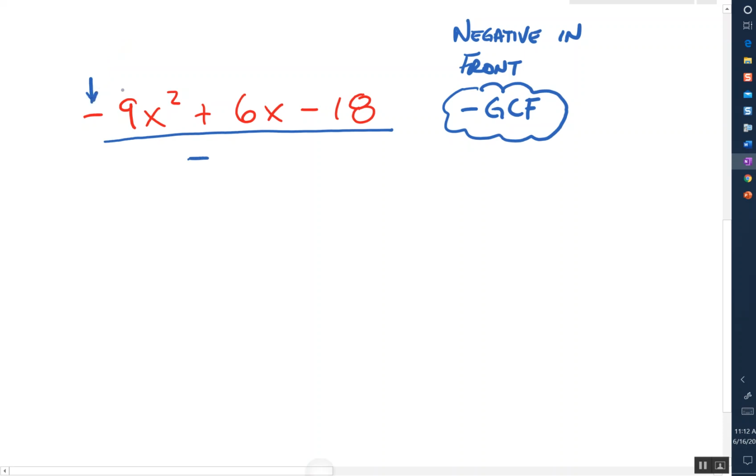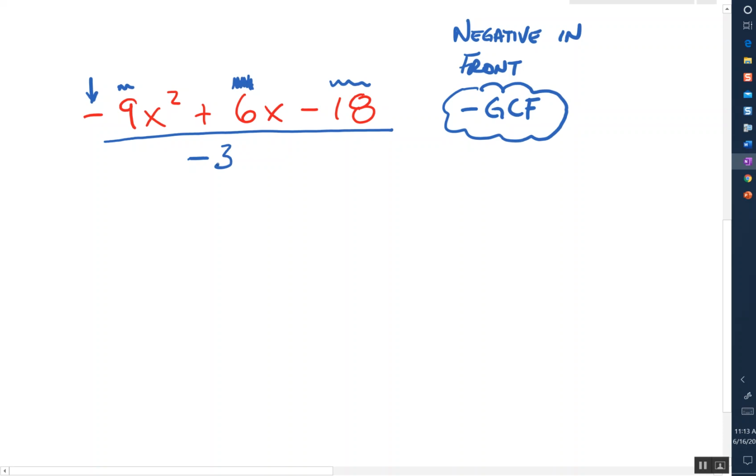Now I'm looking at this number here, 9, 6, and minus 18. And I'm thinking of the biggest number that I can take out of there. So I kind of first start thinking about 9, but I realize this 6 right here can't have a 9 divided out of it. So the biggest number I can get out of there, surprisingly, is just 3. So I'm going to take out a minus 3.